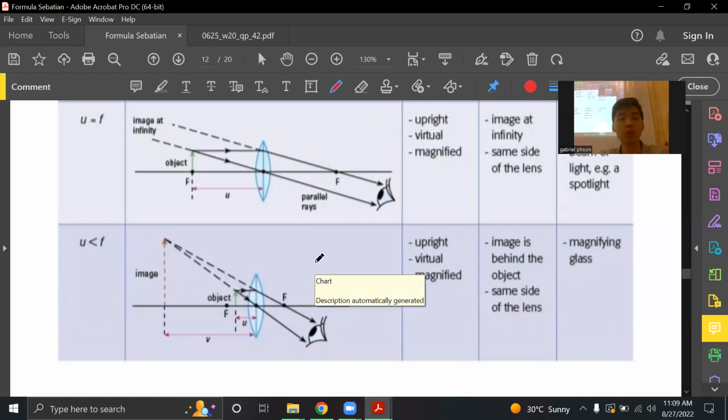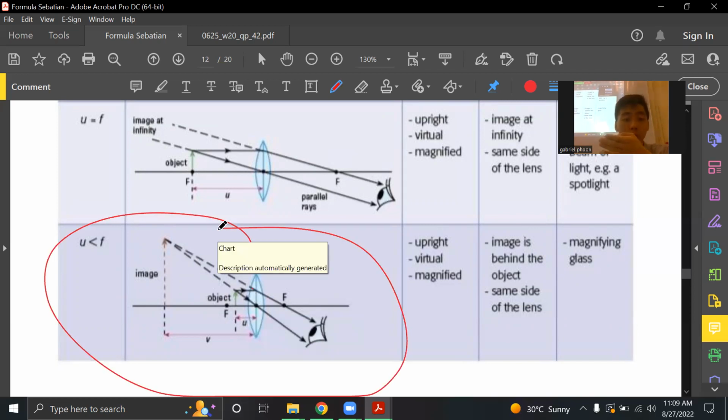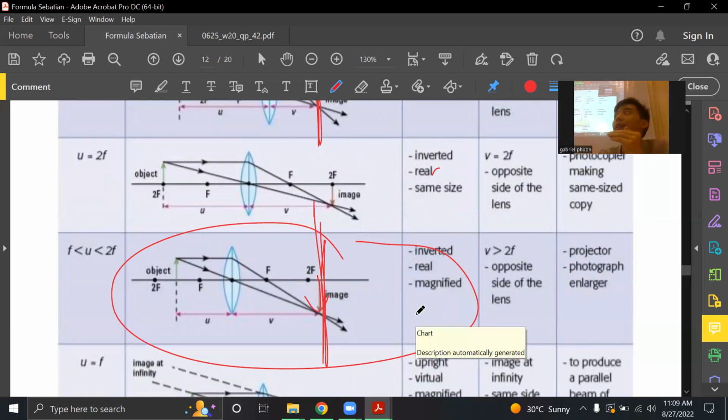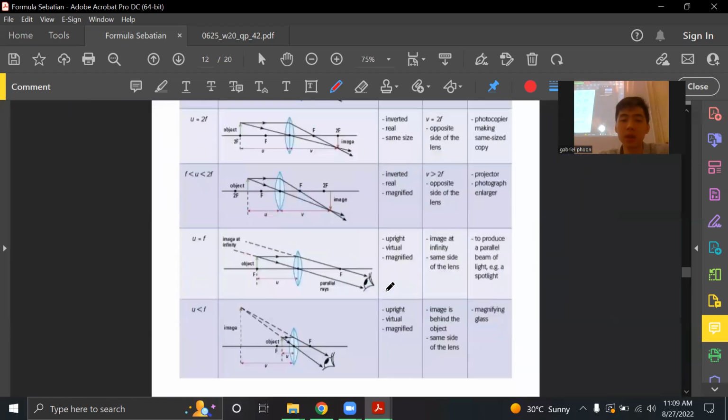Your IGCSEs will always ask you this: explain whether the image is real or virtual. This one here is definitely virtual. Why? Because it cannot be projected onto the screen. Is this image real or virtual? It is real. Why? Because it can be projected on the screen. Standard question with a standard answer. Make sure you all know how to do this. It is free marks, guys. You must know this. Right.